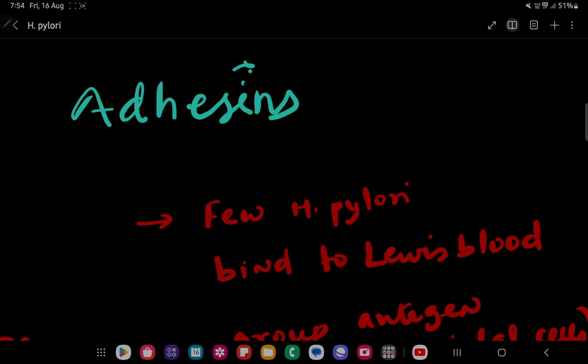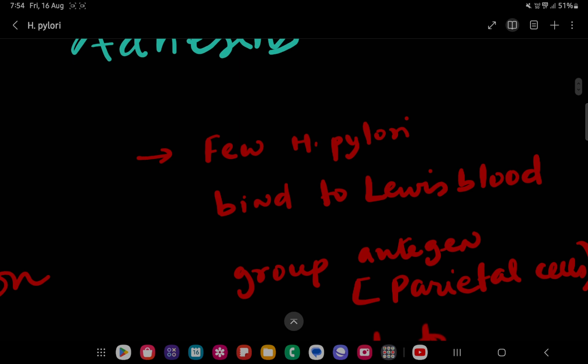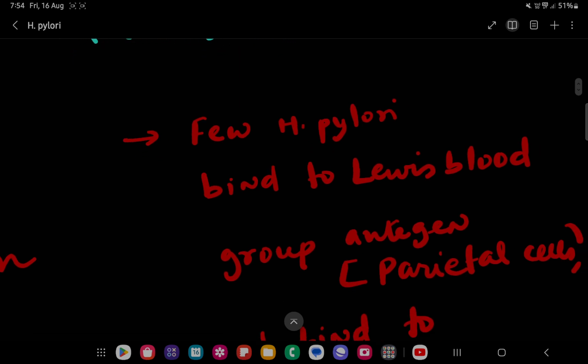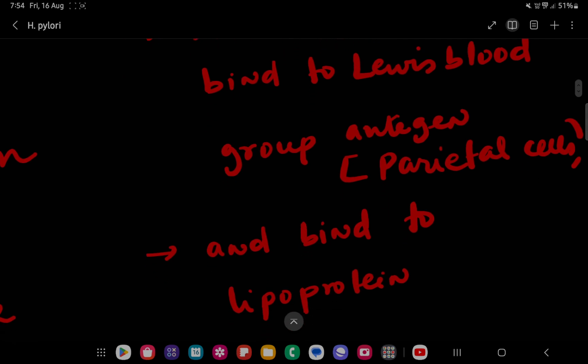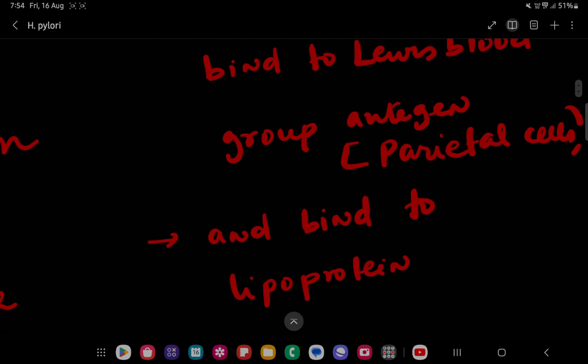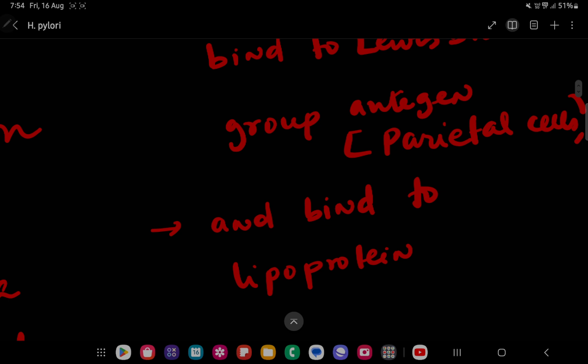Now coming to the third part of this, adhesins. It also helps in colonization because some H. pylori bind to Lewis blood group antigen that is present on the parietal cells, and also bind to lipoprotein. It means there are adhesins in the H. pylori that adhere to this kind of antigens and lipoproteins.